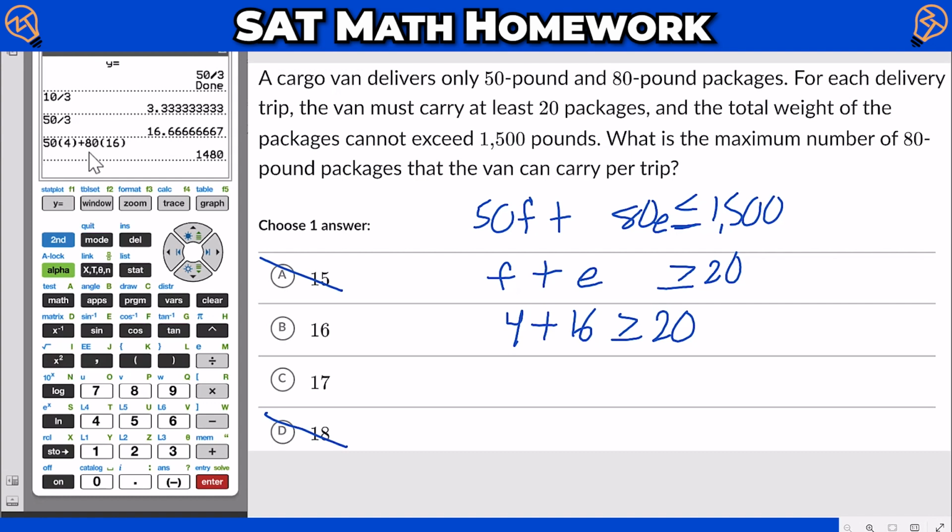but in case you're curious, let's see if instead we had chosen 17. Well, if we plug in 17 for E, that means F is going to have to be 3, right? In order to still satisfy this bottom inequality of being at least 20. And then let's go ahead here, typing in our 17, and notice we exceed that 1,500 pound limit. So it would not be C. The correct answer is B.